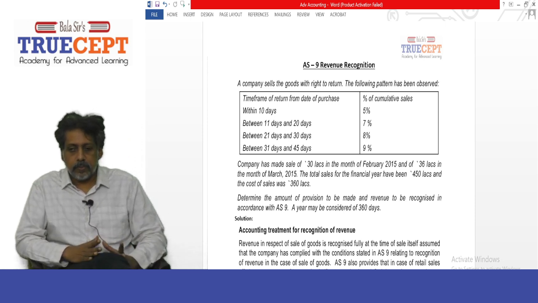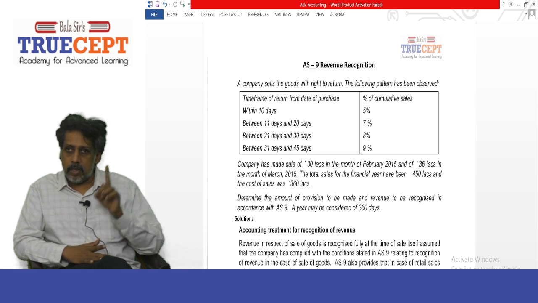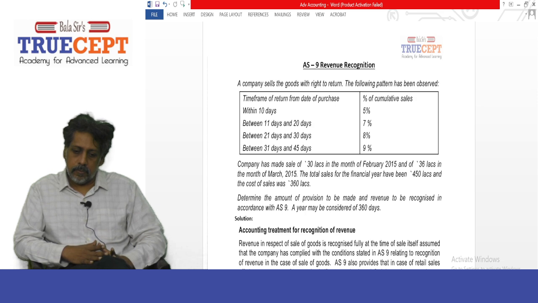A company sells the goods with right to return. You saw it's a right to return. It's not sale on approval. It's a right to return. Then the following pattern has been observed. Time frame for return from date of purchase and percentage of cumulative sales value is given. Within 10 days, 5% of cumulative sales.